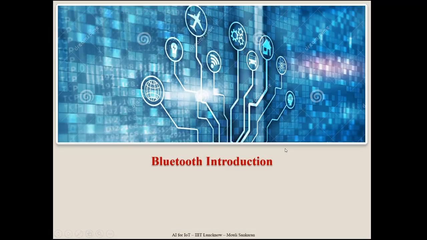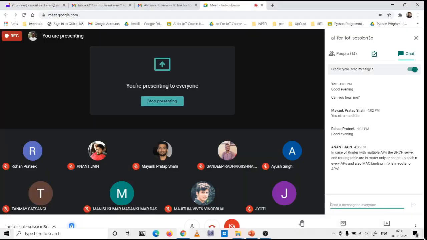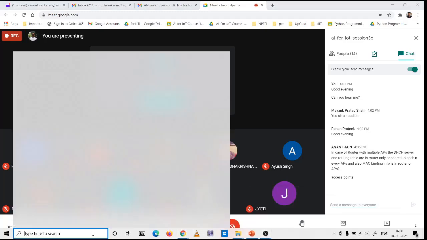Okay, so I am not going to talk more about Wi-Fi. Any time is what? Let me see. Okay, already 36. In case of a router with multiple APs, multiple antennas or APs, the DHCP server and routing table are in the router only or shared to each and every AP, and also is the MAC binding info in the router or APs? See, okay, let me talk about it.